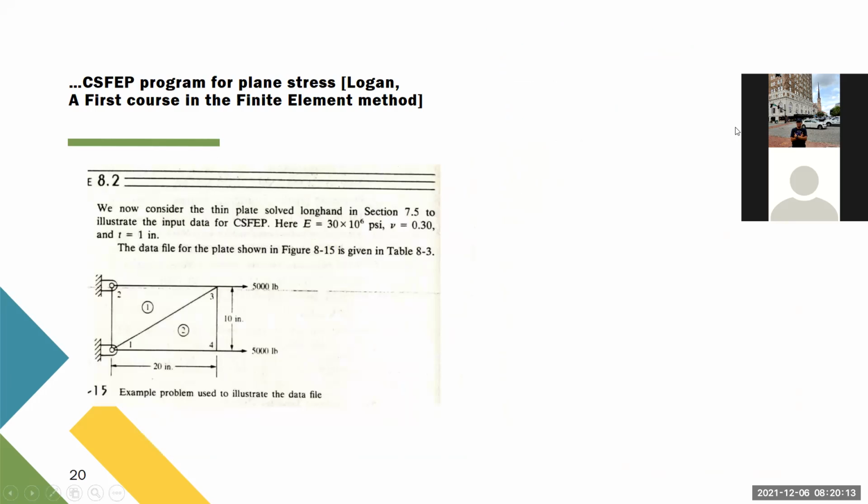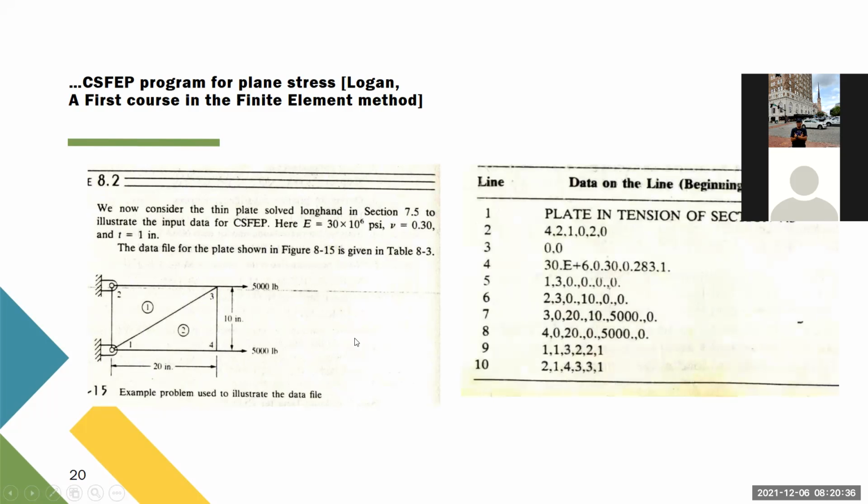Here, this is an example. This is very similar to what we did, except that the forces are in the x direction. Okay, so this is a plate simply supported on the left, and then you have these two concentrated forces to the right. And this is the data file.